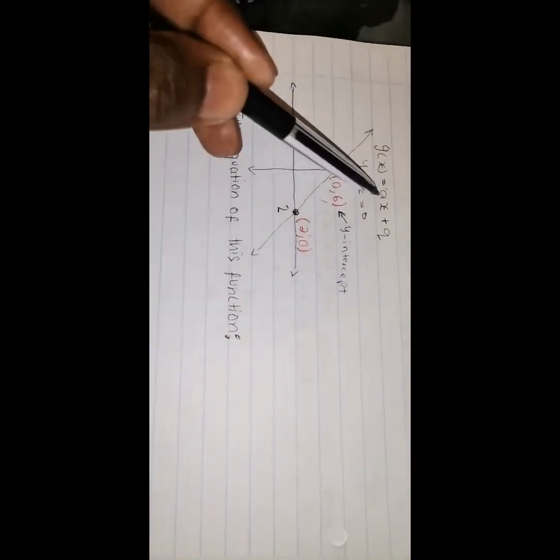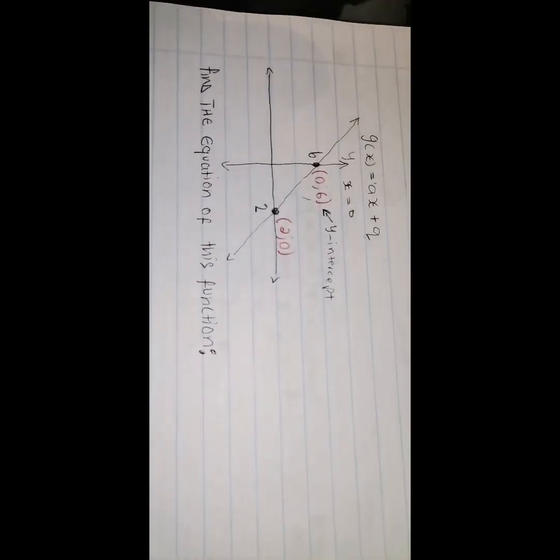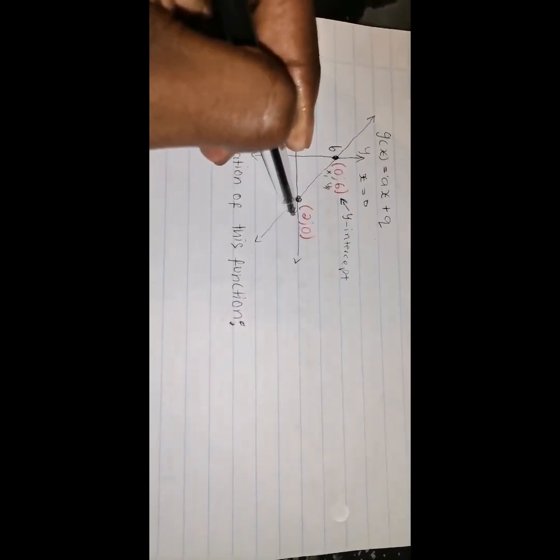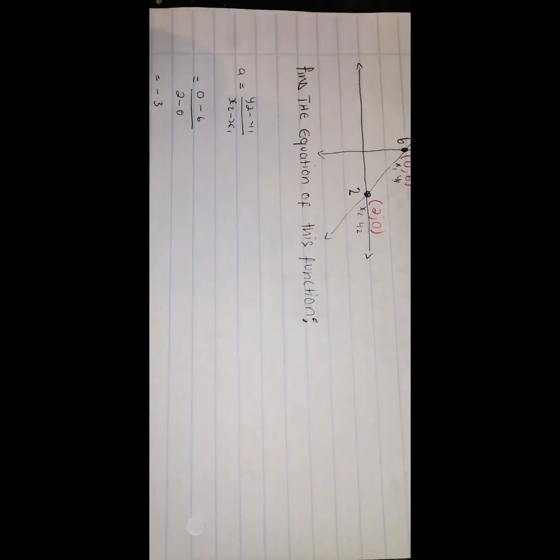Then let's just find out the value of a. The value of a obviously is our gradient. The gradient is equal to y2 minus y1 all over x2 minus x1. Then we come back here. Let's just name our points: x1, y1, x2, y2. So we're going to have 0 minus 6 all over 2 minus 0. Then the final answer is going to be negative 3.